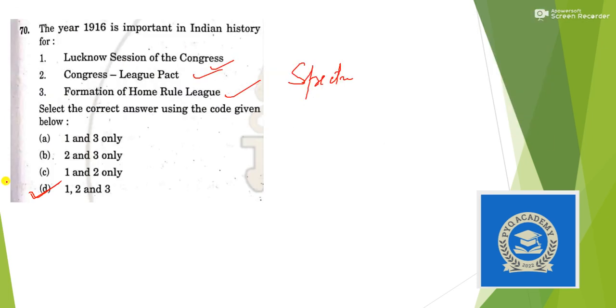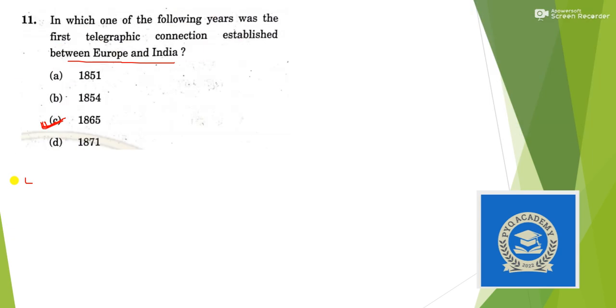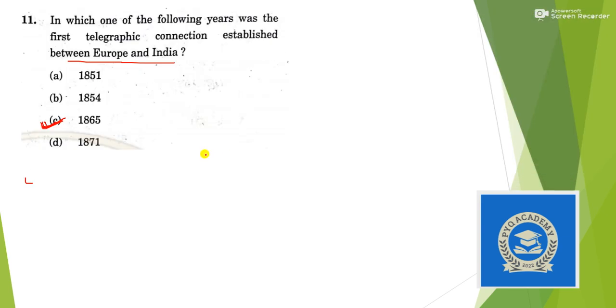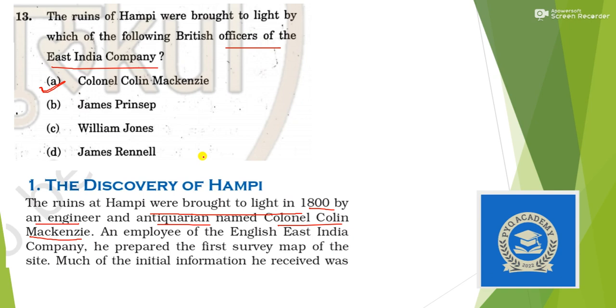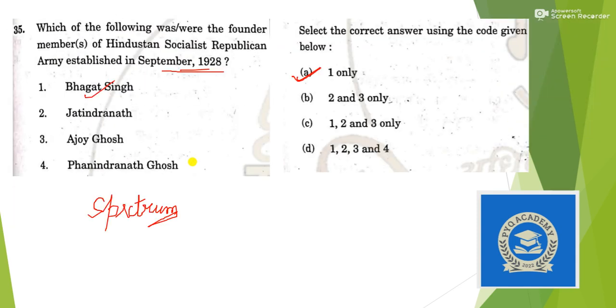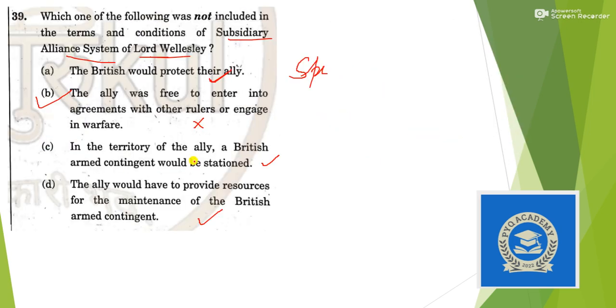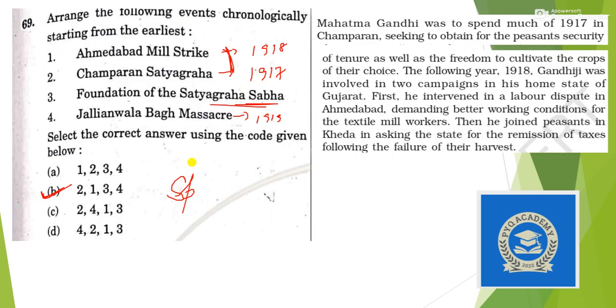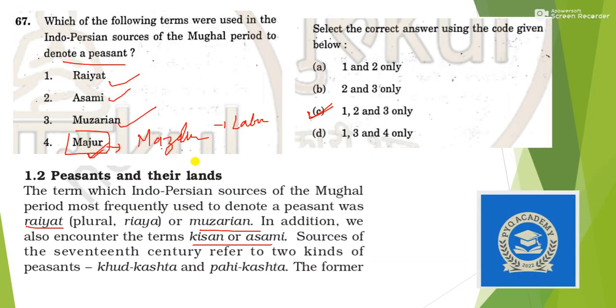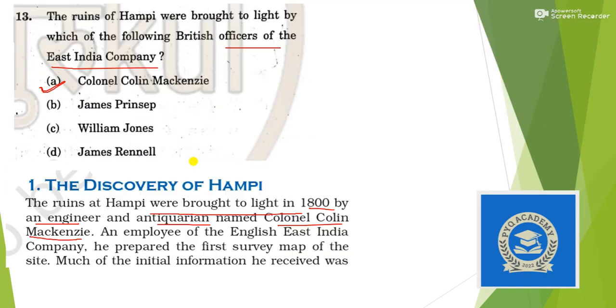So if we have to count how many questions are directly taken from Themes, this is one question. Then two, then three, then four, then five. This can also be considered. Then six, then seven, then 8, then 9, then 10. So in total 10 questions are from Themes of Indian History.